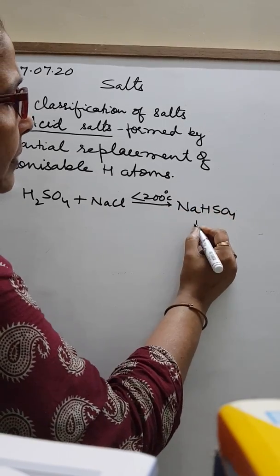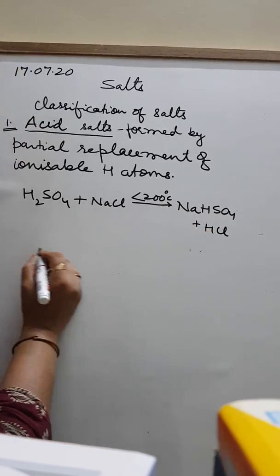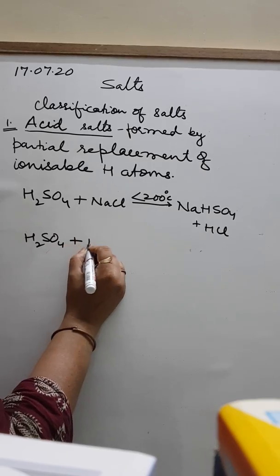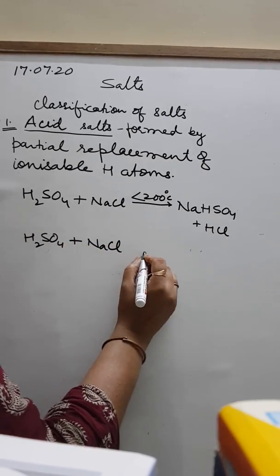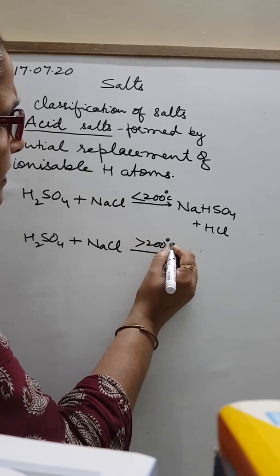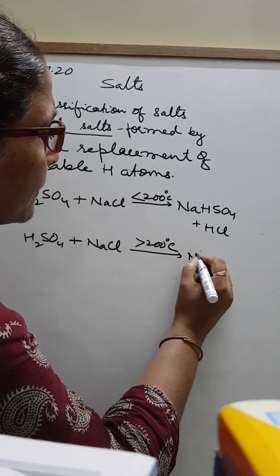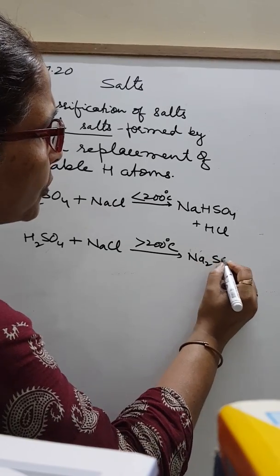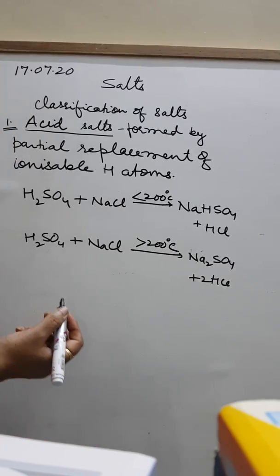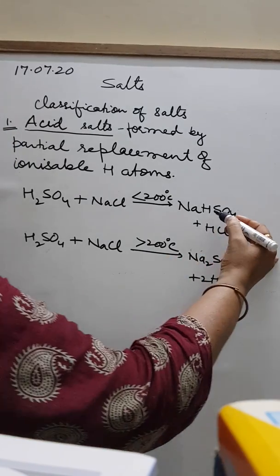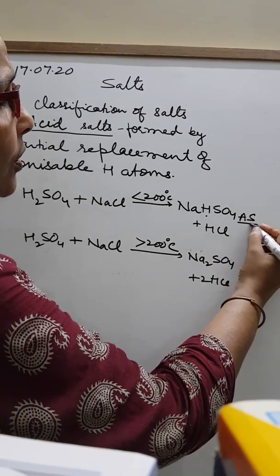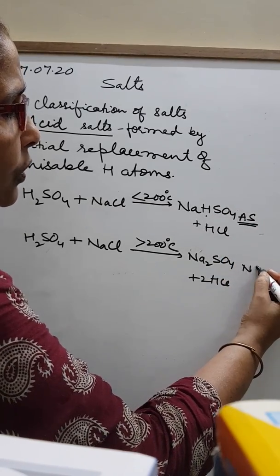NaHSO4 plus HCl, right? But if I take H2SO4 and NaCl, and the temperature I take here is above 200 degrees Celsius, I now get Na2SO4 plus 2HCl, right? So you see, this is how it takes place. Here we still have one displaceable H. So this will be our acid salt, but this will be our normal salt.